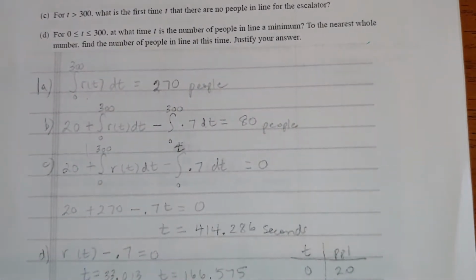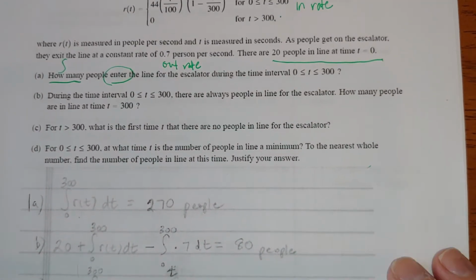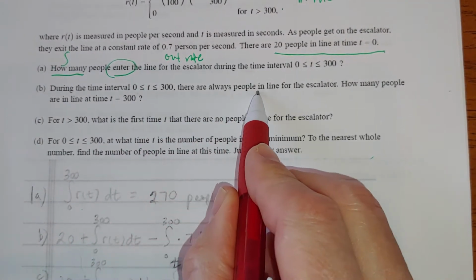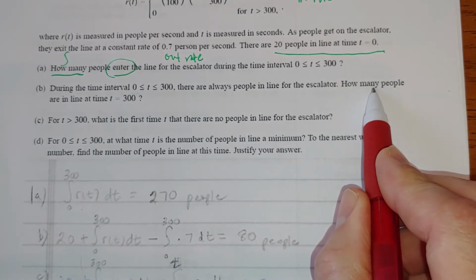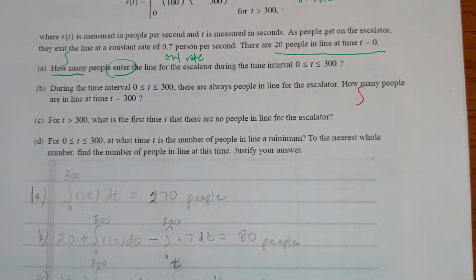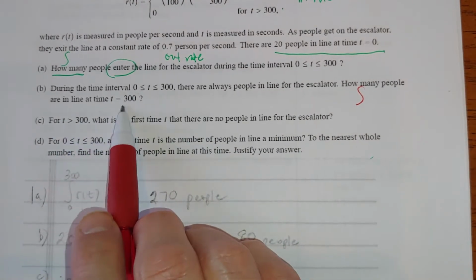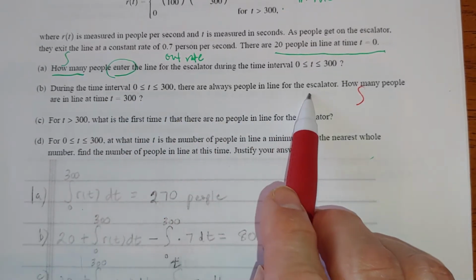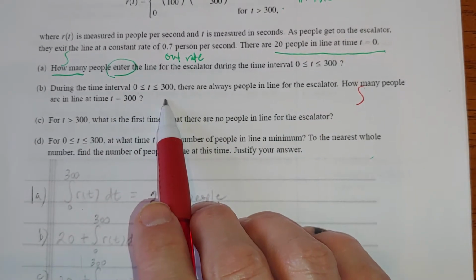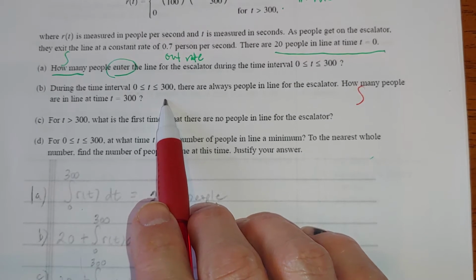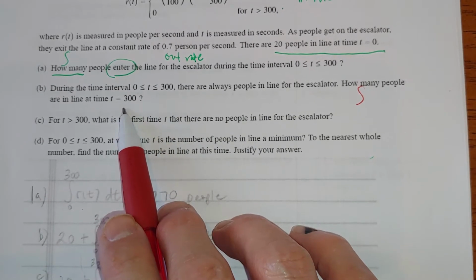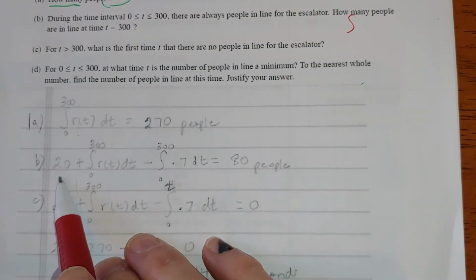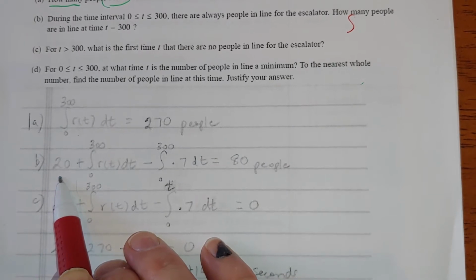All right, let's take a look at letter B. In letter B, during the time interval from 0 to 300, there are always people in line for the escalator. How many? Well, here's another how many question, so likely going to accumulate, are in line at t equal to 300. So this is talking about the people in the line the entire time from 0 to 300. Now we want to find out how many people are still in line at t equal to 300. In this case, we are going to use the initial condition of 20 people because there were 20 people in line to begin with.